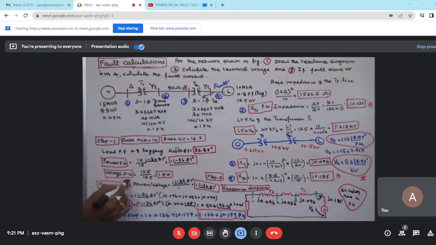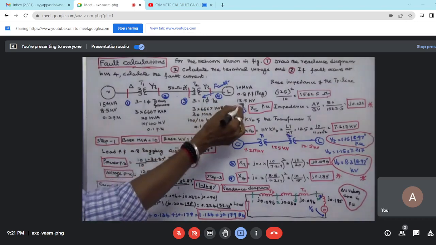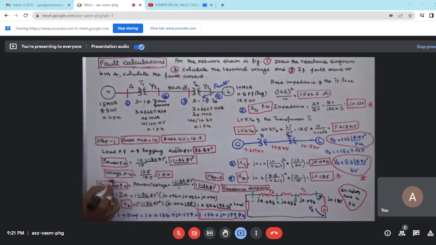Voltage per unit is equal to actual 12.5 divided by base 12.5, therefore voltage per unit is equal to 1. Current per unit is equal to per unit power divided by per unit voltage. 1 angle minus 36.87 divided by 1, that is equal to 1 angle minus 36.87, that is the per unit current. Now I have to calculate the voltage drop.